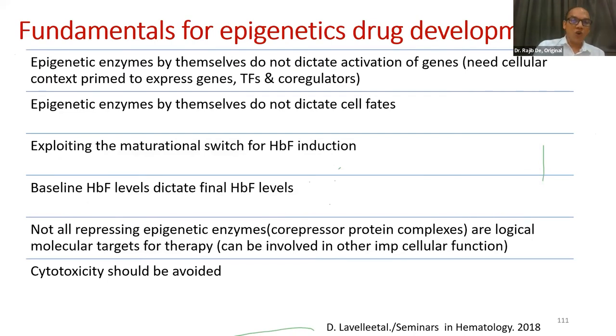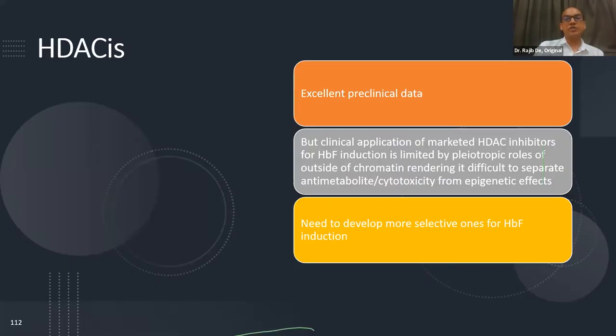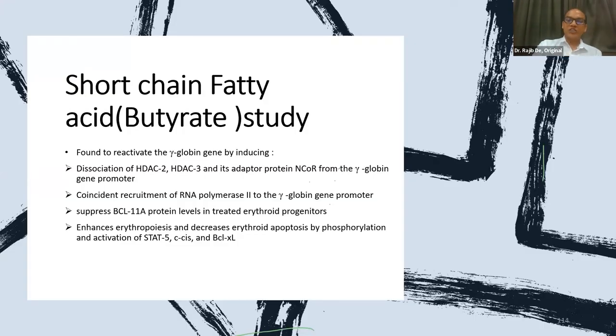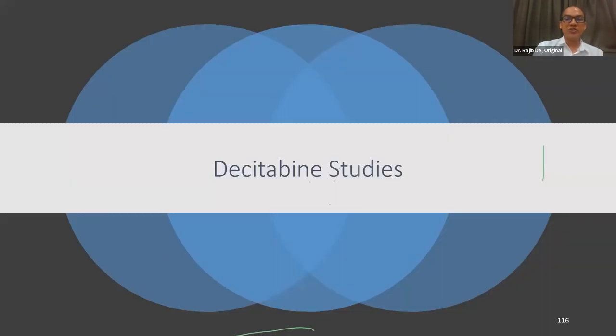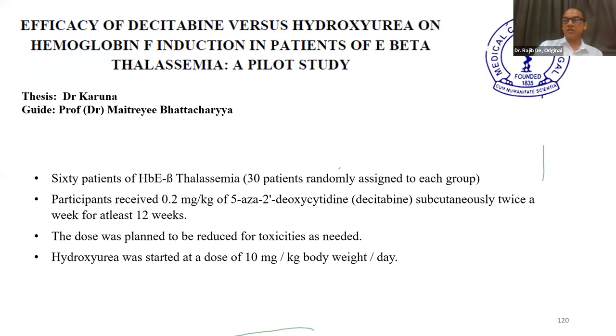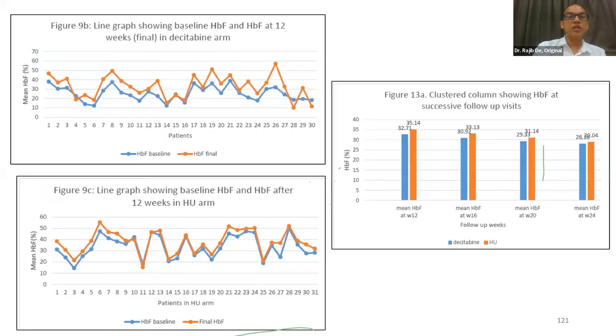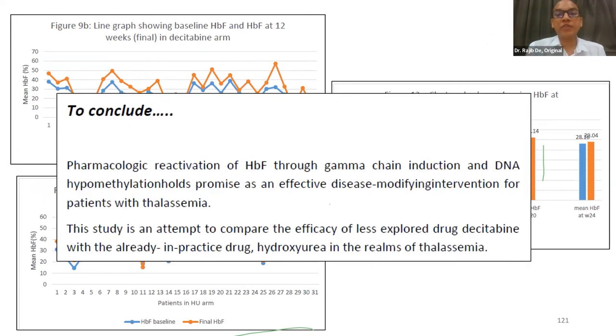There can be epigenetic modifiers also, which can induce HbF, and which include HDAC inhibitors or DNA methyltransferase 1 inhibitors, like decitabine, azacitidine, and short chain butyric acids. These agents can induce HbF, and we have a few studies in different centers of India as well as in Calcutta Medical College. There are studies with decitabine, which showed increased HbF production and increased hemoglobin production following decitabine injection, with HbF at successive follow-up visits compared to hydroxyurea. It showed an increase in the HbF level.